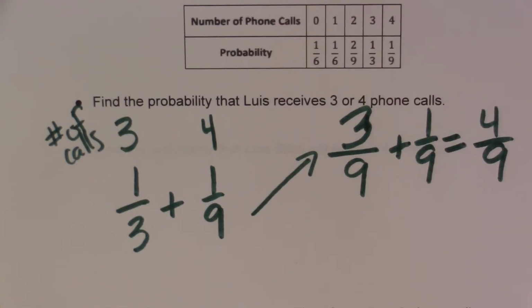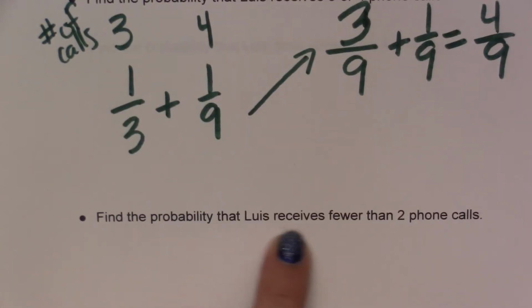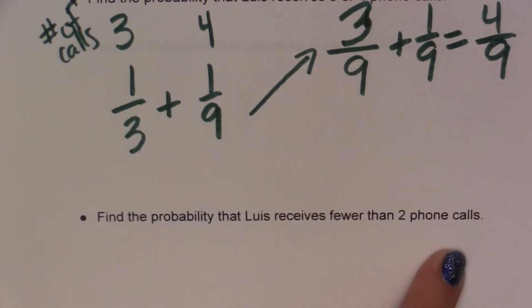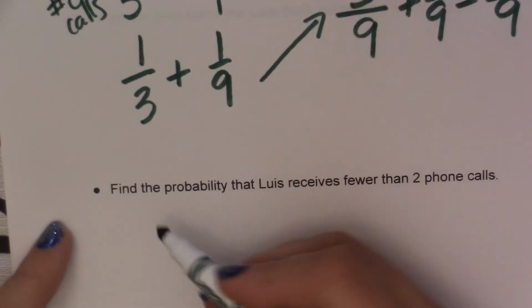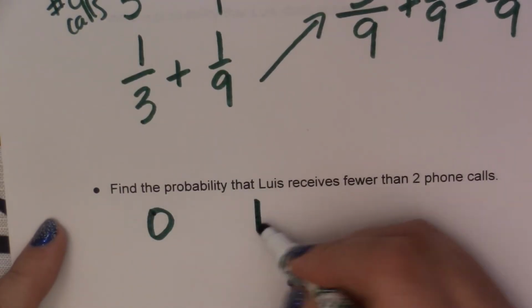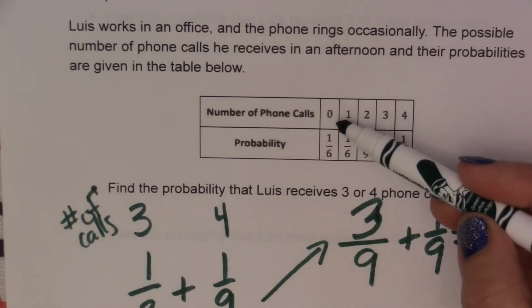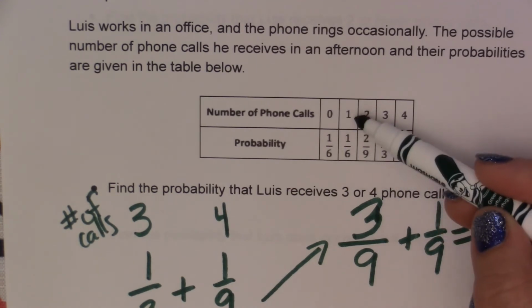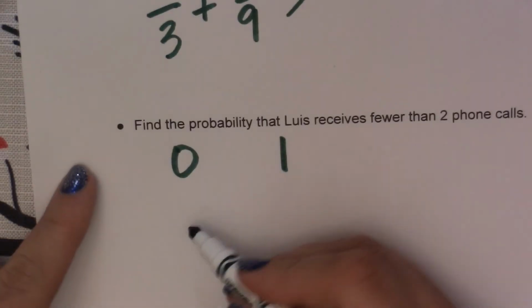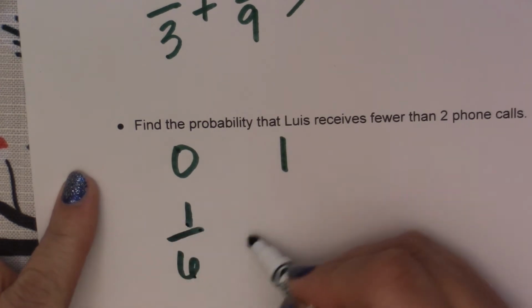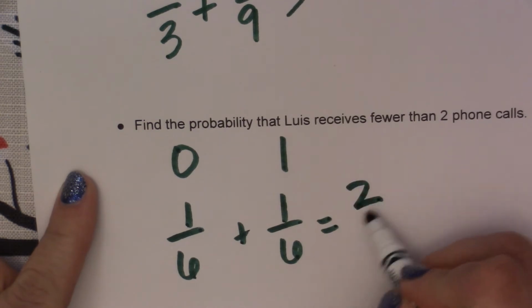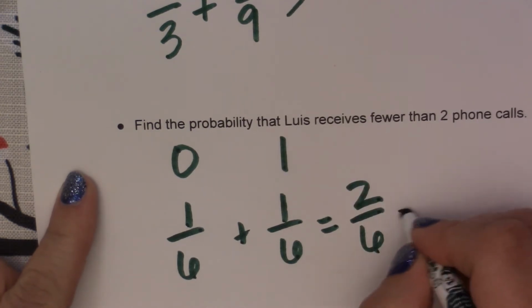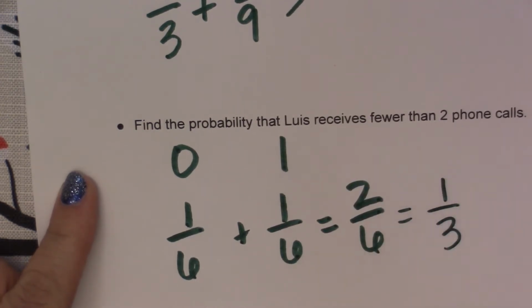All right, the next one, find the probability that Luis receives fewer than 2 phone calls. So we're looking at fewer than 2 phone calls. So that would be 0 calls or 1 call. So 0 is 1/6 and 1 call is 1/6 as well. So we're going to add those two together and we get 2/6, which we can simplify down to 1/3.